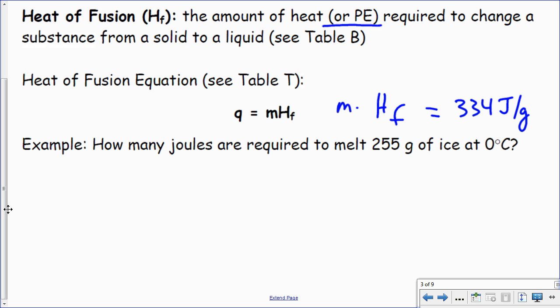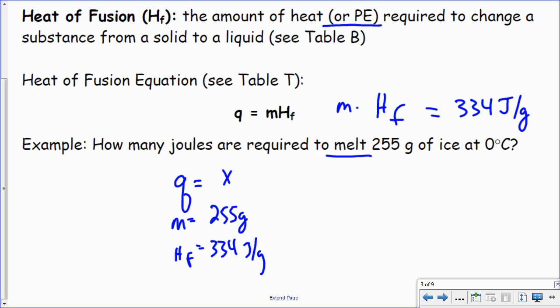Here's an example. How many joules are required to melt 255 grams of ice at 0 degrees? So here's my keywords. I'm melting. Heat of fusion, melting. So now I can say Q. Don't know it. Mass says 255. I need to use H sub F, which is 334 joules per gram.